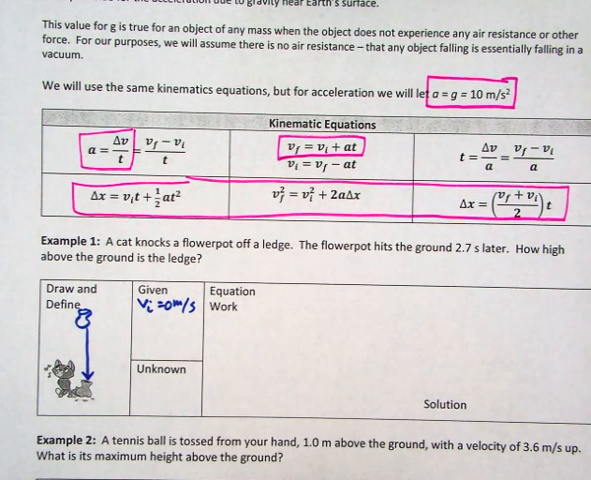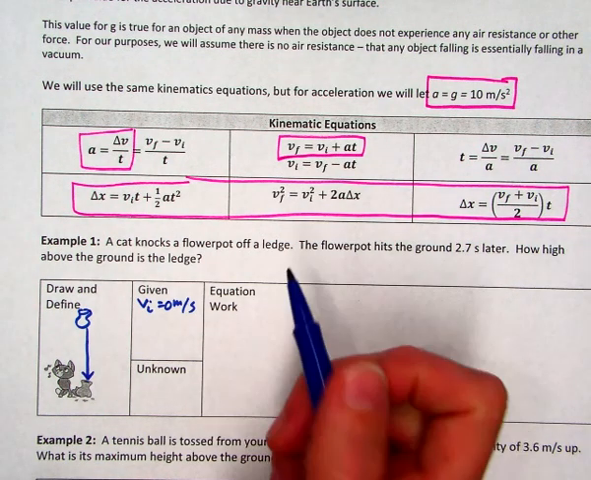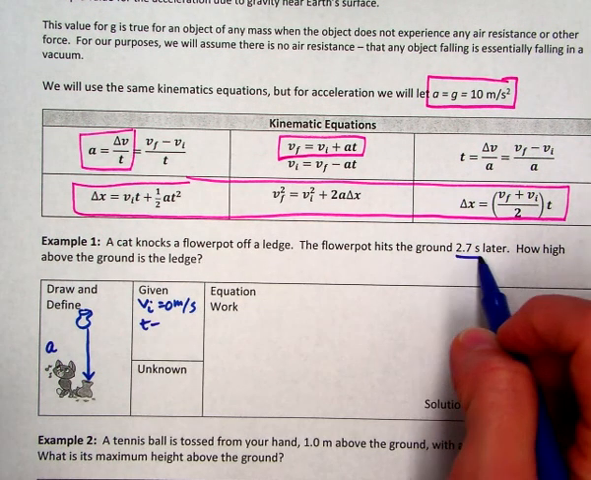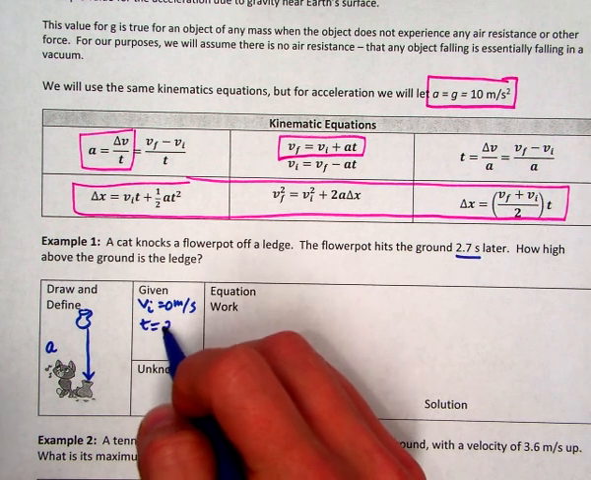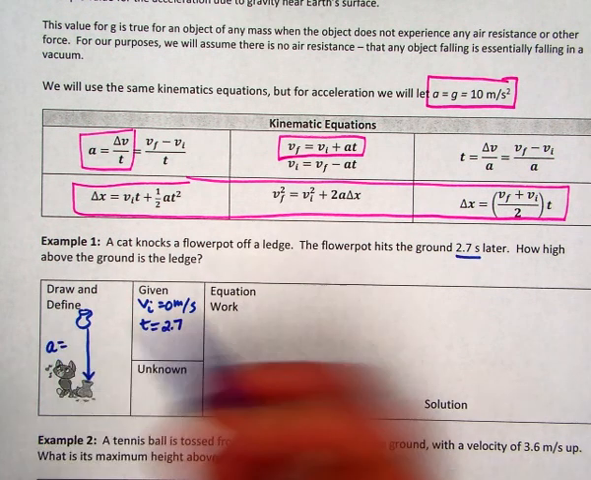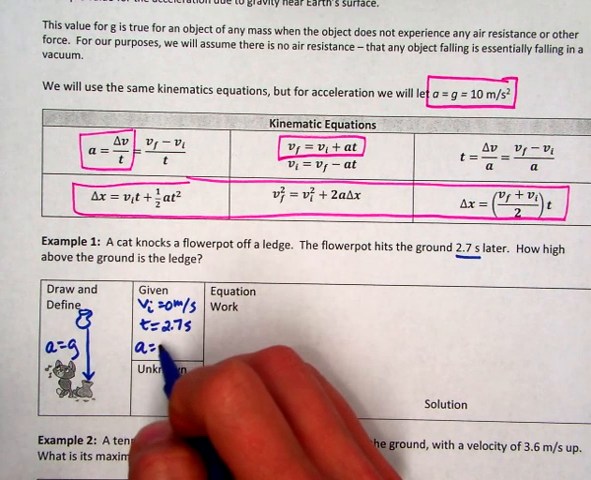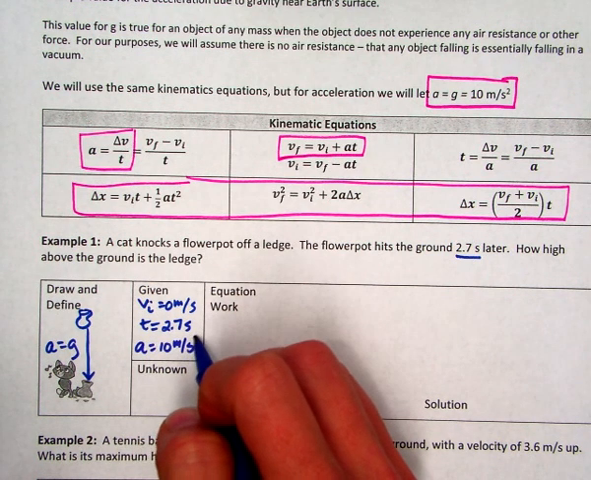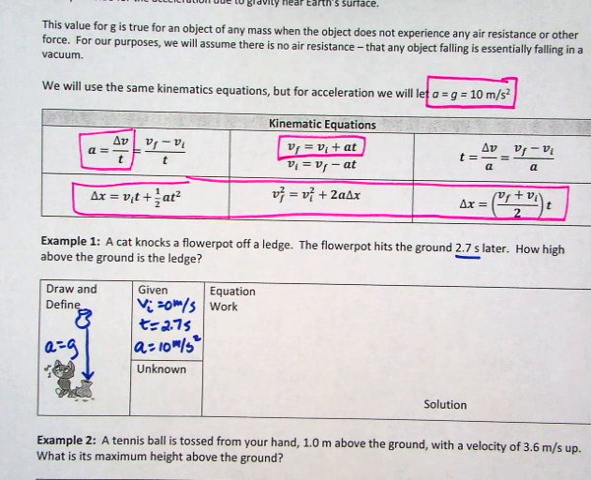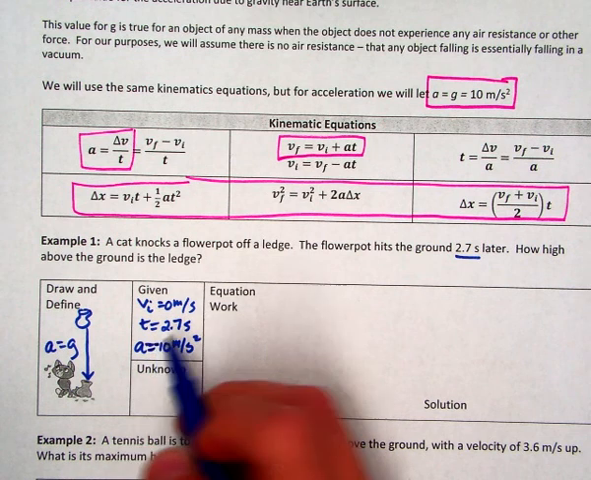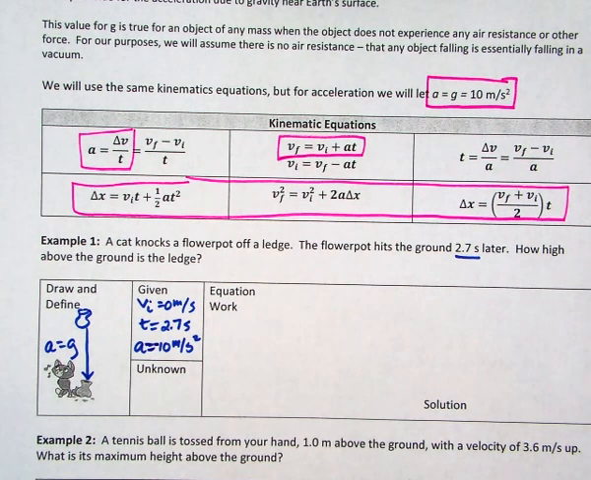So it's falling. Now what do I know? Time is 2.7 seconds. I know time. That was a given. But what else do I know? Acceleration equals what? 10 meters per second squared. What direction am I going? Negative. I'm going in the negative direction, right? So acceleration is always a downward vector. Acceleration is always down. So I'm going to put negative 10 meters per second squared.